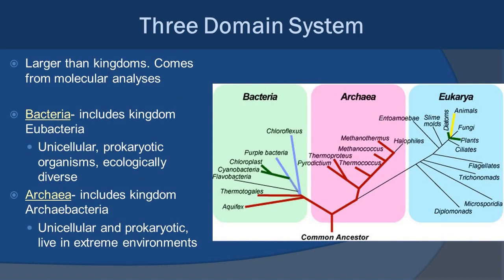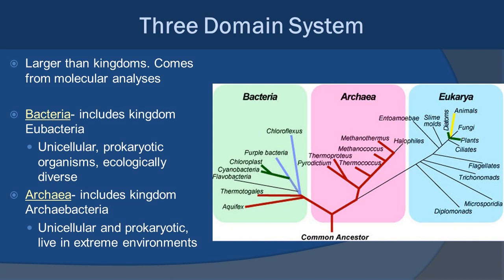Now I'm going to talk about these different kingdoms in terms of this larger 3-domain system that we are now generally operating under. And this separates things out a little bit more simply. You have your bacteria, your archaea, and your eukarya. Now your bacteria, also eubacteria basically, are generally unicellular, prokaryotic organisms and are extremely diverse.